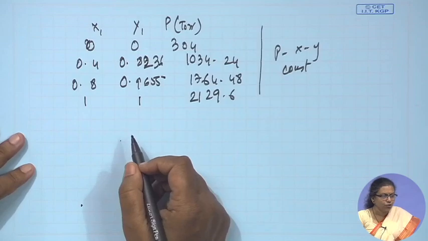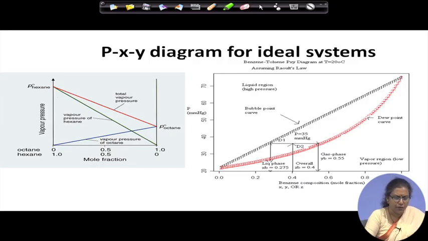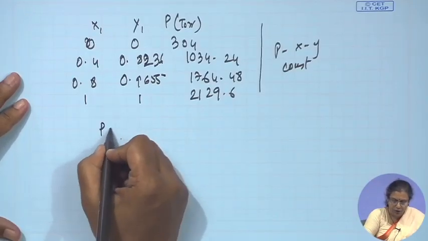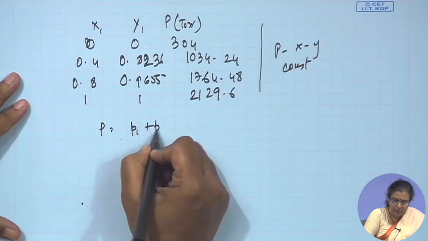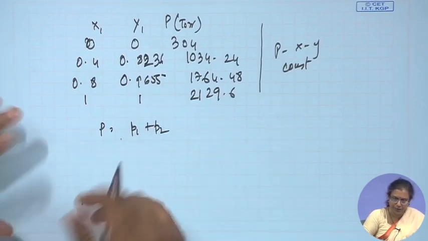So, in this way we can generate PXY data at constant temperature, and let us plot it. What sort of plot do you expect? We find that suppose we plot P versus x, as I have already mentioned, what is P equal to? It is P1 plus P2. We are just dealing with the same 2 or 3 equations and we are trying to do this.